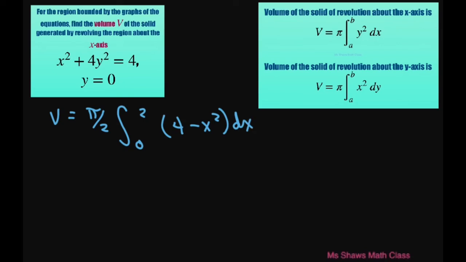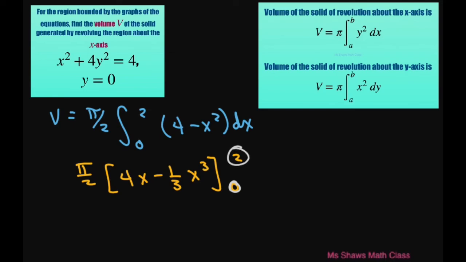Now it's a little easier to integrate. So when you integrate this, you're going to get pi divided by 2 times (4x minus 1/3 x cubed), and evaluate it from 0 to 2. When you substitute in the 0, it's just going to go to 0, so we can ignore that. Always start with the upper limit, so the 2.